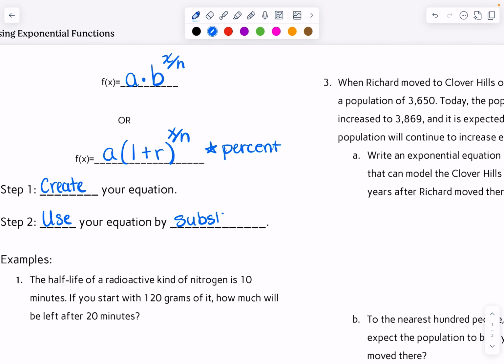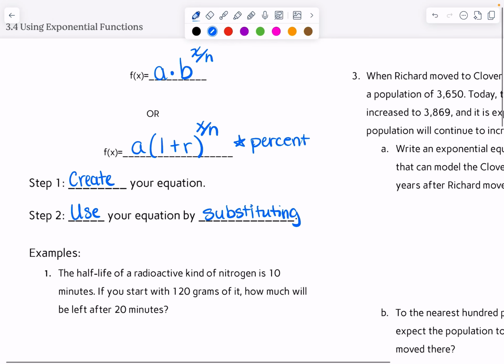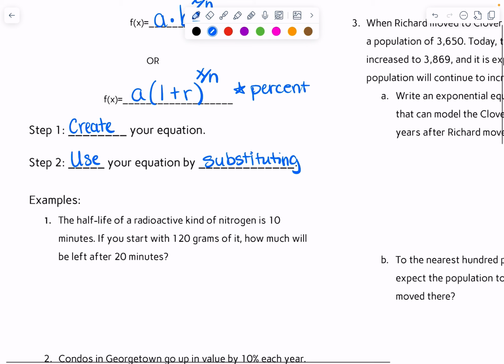Forgot how to spell for a second there. Substituting, there we go. Substituting what we know and then solving for what we don't know. So let's take a look here.